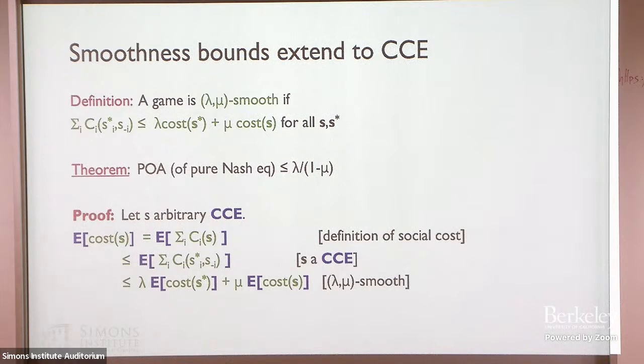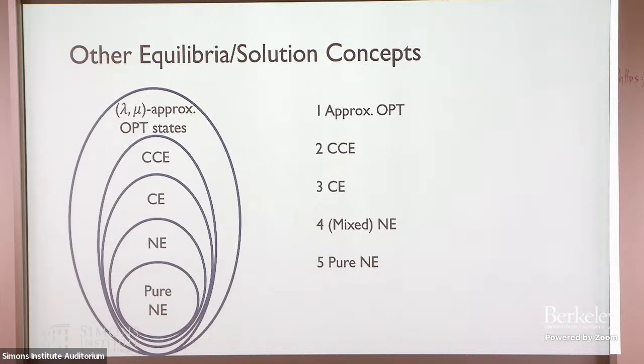So it's amazing, this insight that if you rewrite the proof in a very specific structure, then this generalization follows immediately. So this is where we are, right? I've added one other layer of solution concept, all the way at the top, and we say, look, we have pure Nash equilibria, mixed Nash equilibria, correlated equilibria, coarse correlated equilibria, and all of these equilibrium solution concepts satisfy this notion that the price of anarchy is within lambda over 1 minus mu of the social cost of the optimal state.